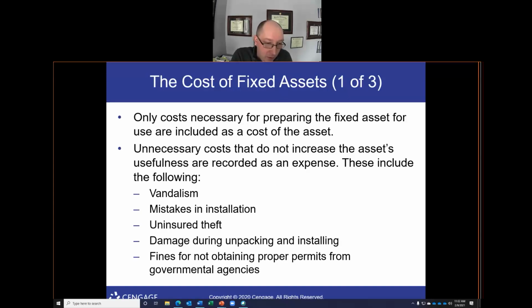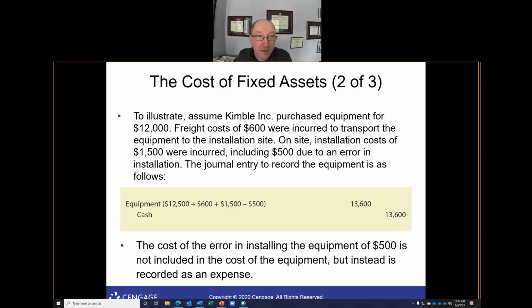Uninsured theft, damage during unpacking, fines for not obtaining proper permits, been there, done that. There's a lot of types of expenses that happen. So, let me walk you through this example. It's a great example, in my opinion. And this example will help you to get a better understanding of how we identify the initial cost of equipment. And you could apply the same concept to buildings and to land.